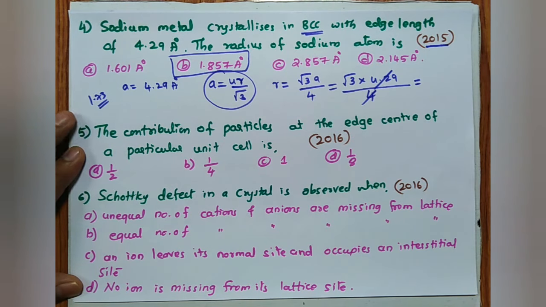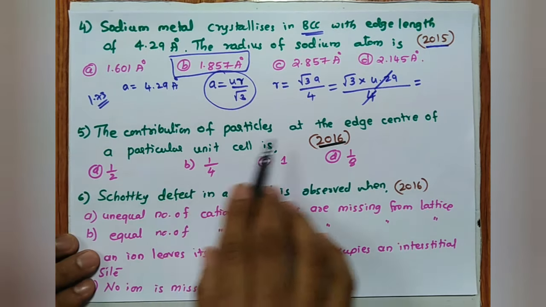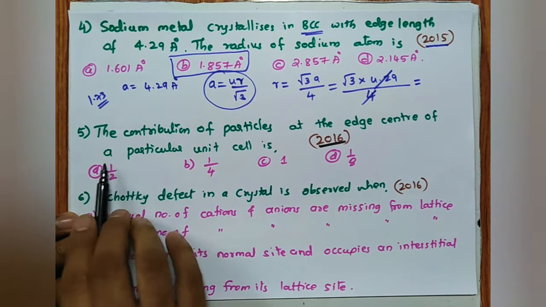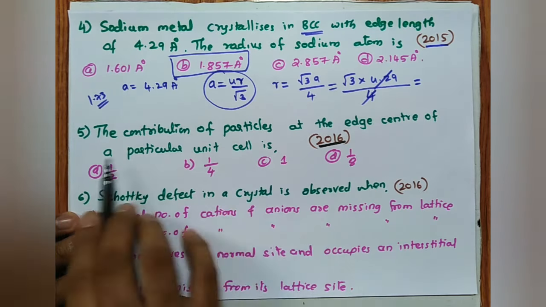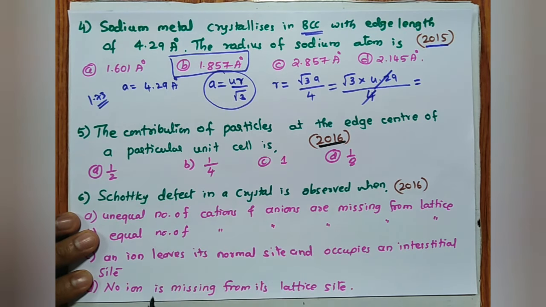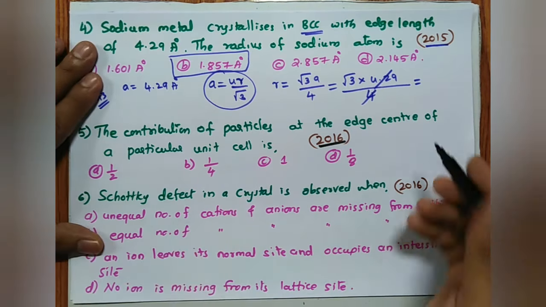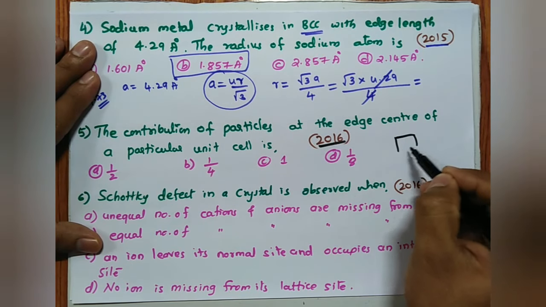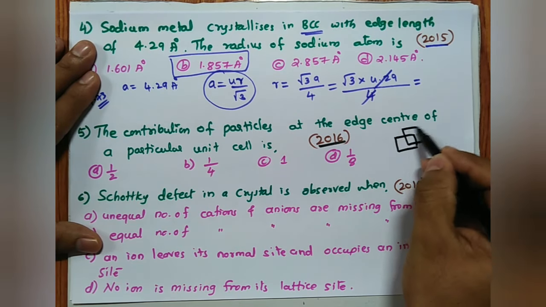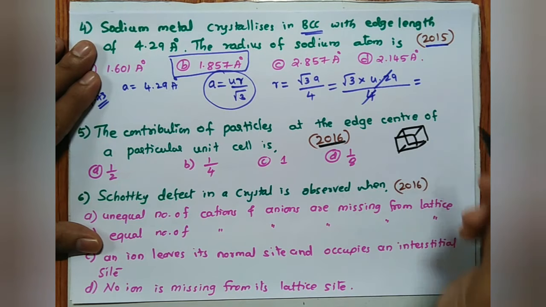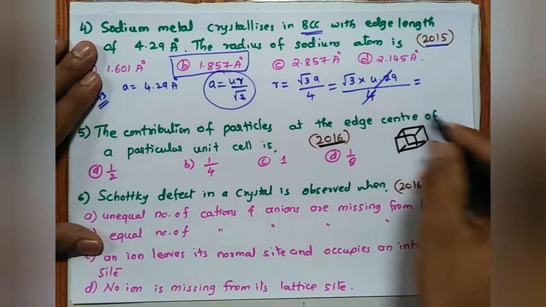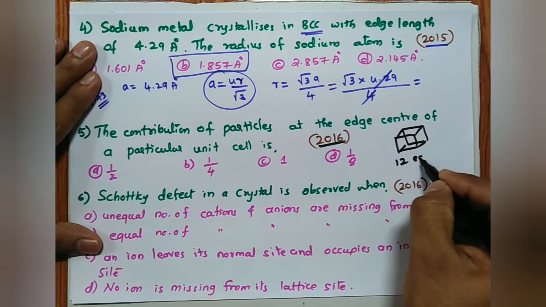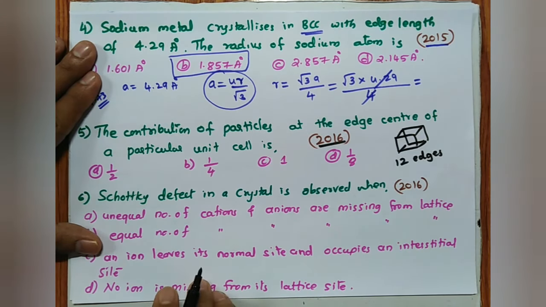Now we'll see the fifth question, a very simple question which was asked in 2016. The contribution of particles at the edge center of a particular unit cell is. So they are asking, for the edge center of the unit cell, how many particle contribution is there? Remember, if you draw this crystal lattice like this, in total I have drawn 12 lines, which means there are 12 edges, remember, 12 edges are present.